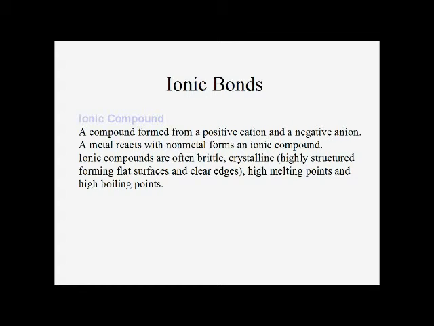Ionic compounds transfer electrons completely from the metal to form a positive cation, and the nonmetal receives those electrons to form a negative anion. These compounds are very stable. They have very high melting points, very high boiling points. They tend to be crystalline with a very ordered structure, and they tend to be brittle, meaning if we hit them, they shatter instead of bending.